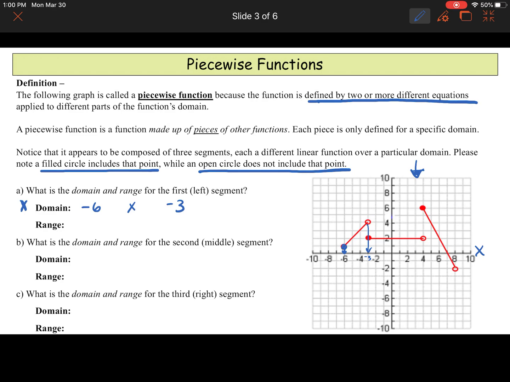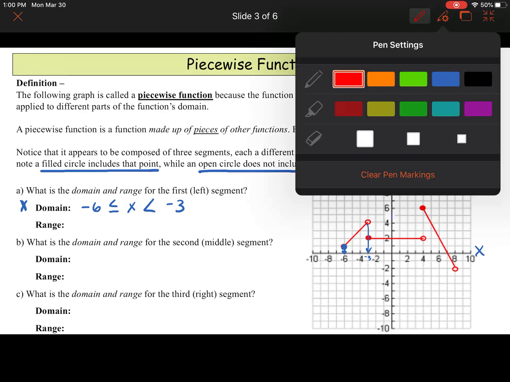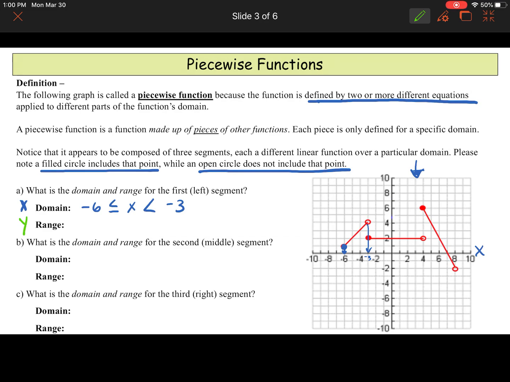Now, because -6 is a closed circle, we put it closed. We put a line underneath the inequality symbol. Because -3 is open, we leave it open. No line. Alright, now we do the range. So the range is the y values. I'm still looking at the same line. Okay, only at this point I'm going over to the y-axis. So I take my starting point and I go to the y-axis. It starts at -1, so y is between -1 and the ending point is 4. So again, -1 here is a closed circle, so we put a line underneath it. And 4 is an open circle, so we leave it open.